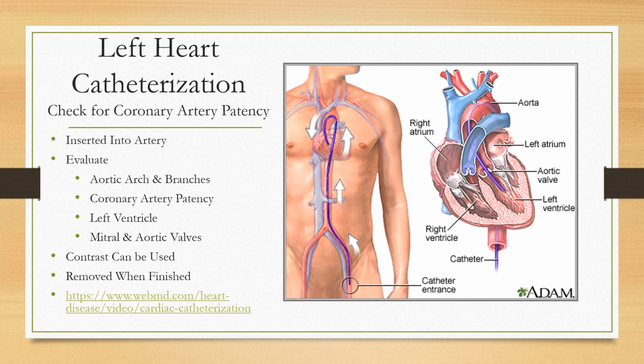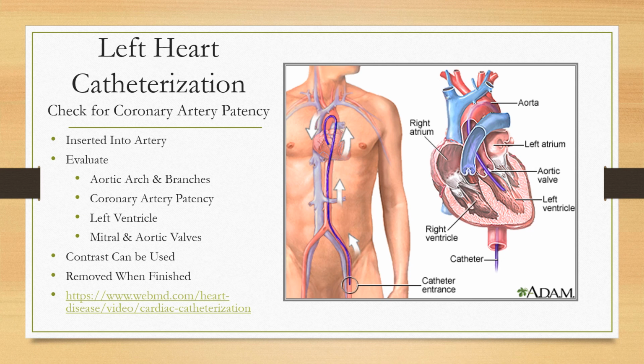Okay, so here's an image showing left heart catheterization. Now that's going to have to be done through an artery to get to the left side of the heart. So they thread up a catheter all the way up the aorta to the aortic arch and then into the left ventricle. And they can get information about the aortic valve, the mitral valve, the left ventricle, so they can measure pressures there, how much pressure the left ventricle is generating.